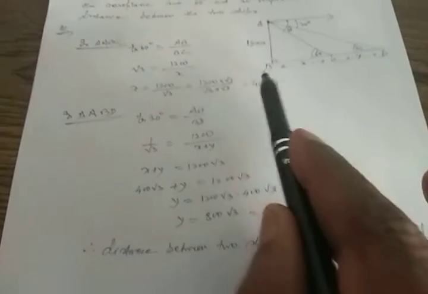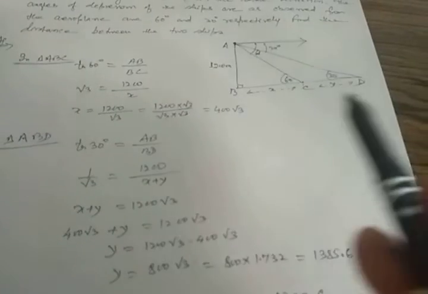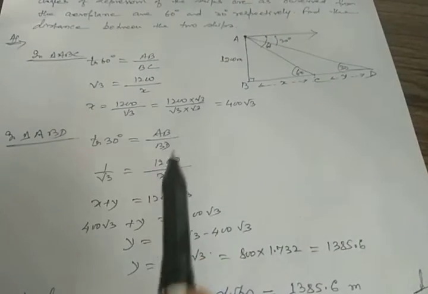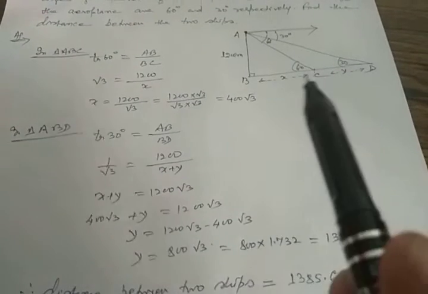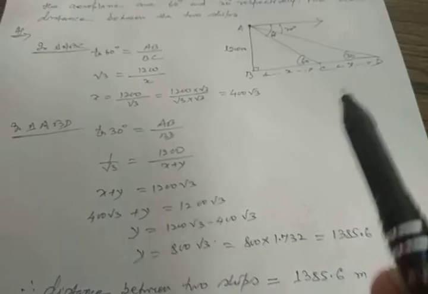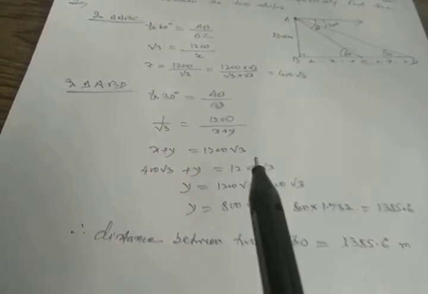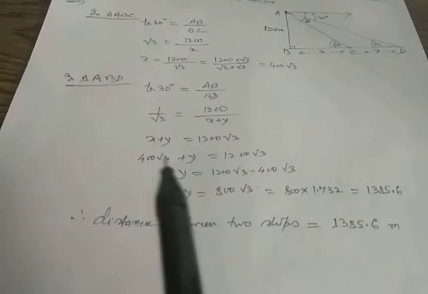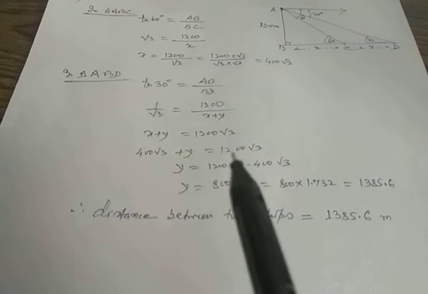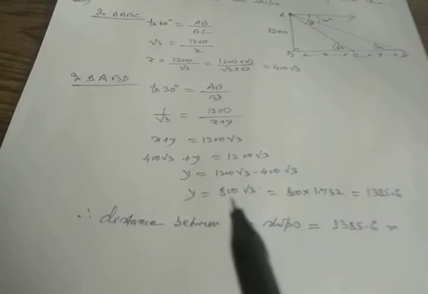Tan 30 in triangle ABD. Just see triangle ABD. Tan 30 should be equal to how much? AB by BD. Tan 30 is equal to AB by BD. I mean 1 by root 3 is equal to 1200 by x plus y. Clear? So the value of x plus y is equal to 1200 root 3, and the value of x we have already calculated, 400 root 3. So put here 400 root 3 plus y equals 1200 root 3. In this way you can simplify. The value of y is coming 800 root 3.